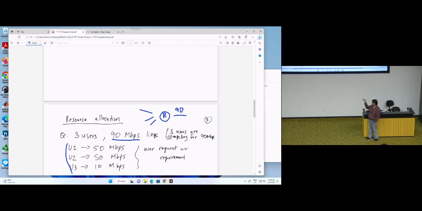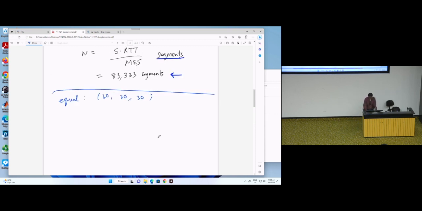Yeah, we see that user 3 only wants 10 megabit per second, right? And so when we do 30, 30, 30, we see this user 3 is not using all the bandwidth. So what's another notion of fair? Can someone else think of another notion of fair? Okay, so proportional. What do you mean by that, Benita?